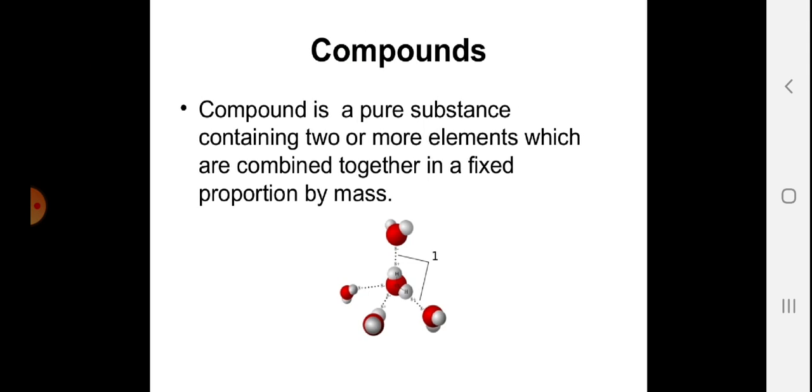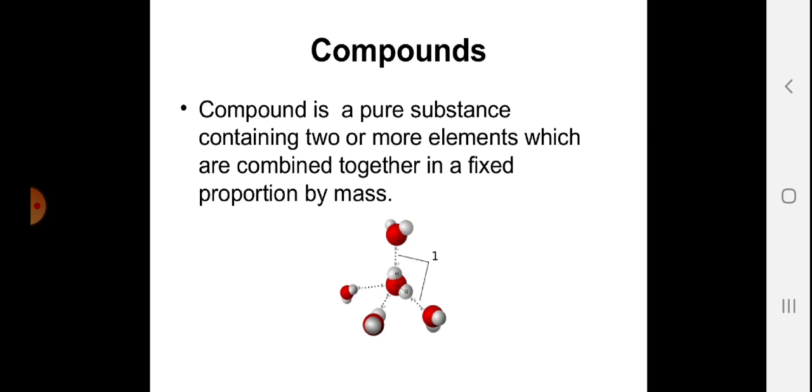Now let's discuss the compound, which is the second category of pure substances. So the first category was the pure substances. We discussed the elements, and elements were further divided into metals, non-metals and metalloids. And the second category of pure substance is compounds. So here we go. A compound is a pure substance containing two or more elements which are combined together in a fixed proportion of mass. That means, let's say an example of table salt.